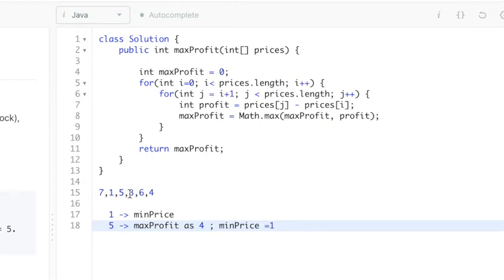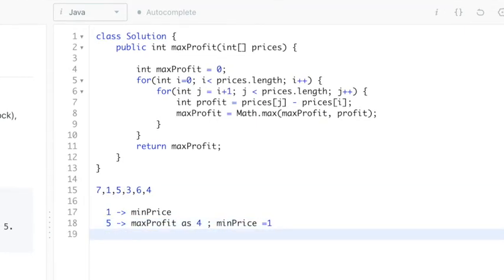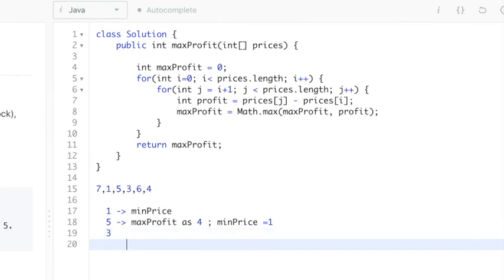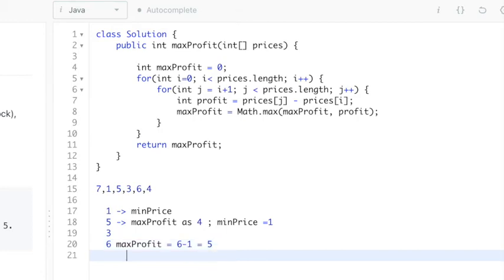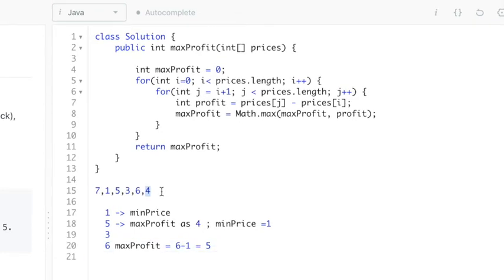Now once we reach the value 3, the max profit will still be 4 and min price will still be 1. Next, we'll find the value 6. Here, the min price will still be 1, but the max profit will be updated to 6 minus 1, which is equal to 5. And finally, we find the price as 4, and this would not incur any change.